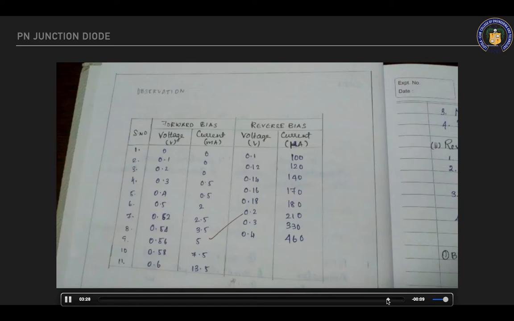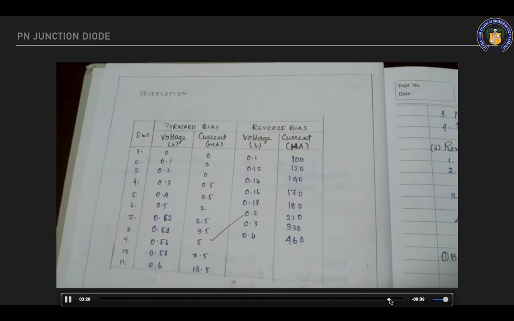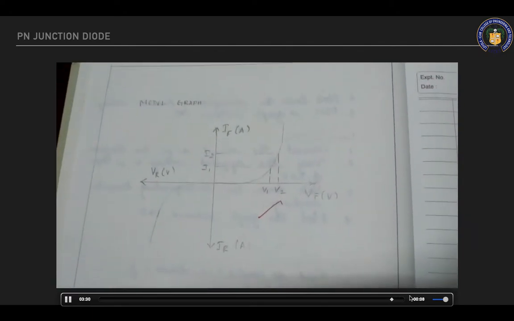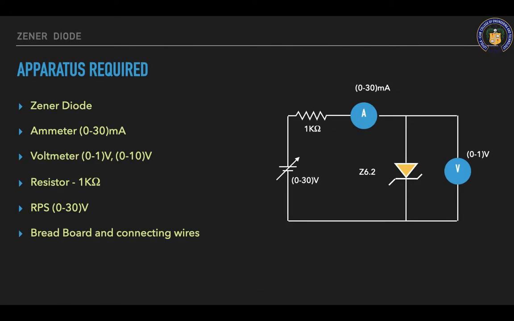Okay, students? So next we will move on to Zener diode. Zener diode, instead of PN diode, I am using a Zener diode. And also voltmeter, I need a 0 to 1 and 0 to 10. The only difference is Zener diode is going to conduct in the reverse bias. There is no breakdown at all. Okay, this breakdown is called a Zener breakdown.